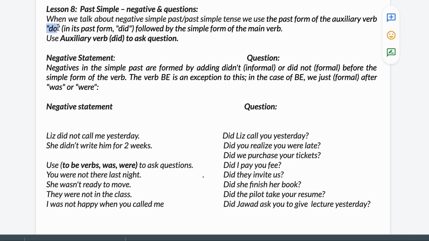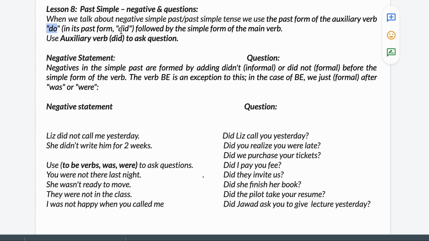So let's make an example for do. Alan and Tim do their homework every Friday. Now if you want to make that sentence a question, then we say, do Tim and Alan do their homework every Friday or every Saturday? So this is a question form.